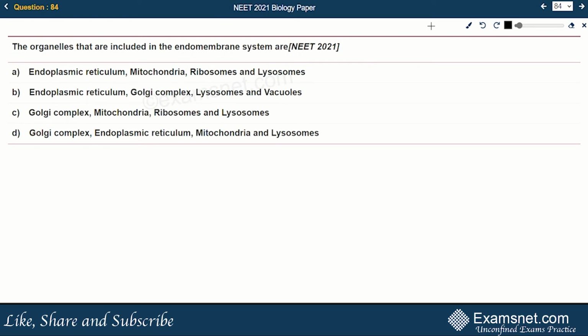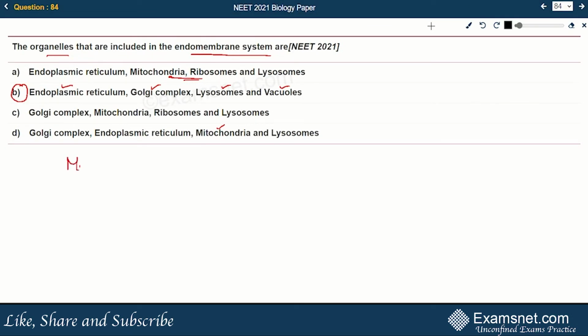Now question number 84 is from the chapter Cell, the Unit of Life, class 11, and the question is: the organelles that are included in the endomembrane system are, and here are the given options. We have to find the correct list of organelles. These organelles are endoplasmic reticulum, Golgi complex, lysosomes and vacuoles. So option B gives the correct list of organelles that are included in the endomembrane system. Therefore, this is the correct option. Other options are not correct because in some options mitochondria is mentioned, in some options mitochondria as well as ribosomes are mentioned, and both of these are not part of the endomembrane system.